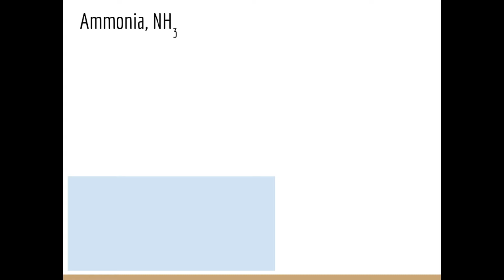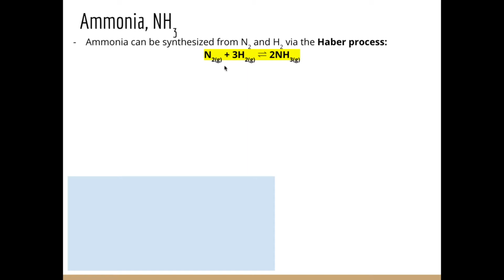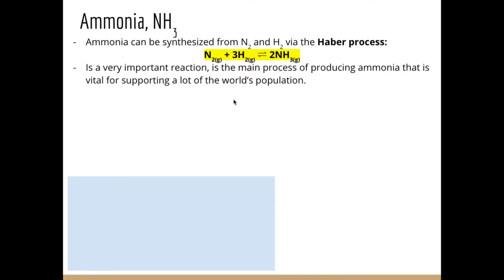Let's talk now about ammonia, a very important nitrogen-containing compound. It can be synthesized from nitrogen and hydrogen via something called the Haber process that looks like this. Nitrogen gas plus hydrogen gas is in equilibrium with ammonia gas, 1 to 3 to 2 being the mole ratio to make that nice and balanced. Incredibly important reaction. In fact, Fritz Haber, who was one of the fellows who discovered it, won a Nobel Prize in chemistry.